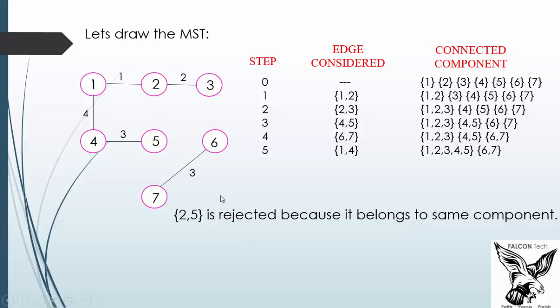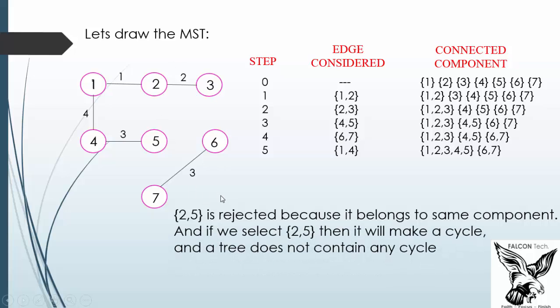See, now 2 and 5 is rejected because it belongs to the same component, and if we draw 2 and 5, then it will make a cycle, and a tree does not contain any cycle. See, if we draw 2 and 5, then 1, 2, 5 and 4 make a cycle, and a tree or an MST does not contain any cycle. So 2 and 5 is rejected. Next 4 and 7 will be considered. So we will draw 4 and 7.